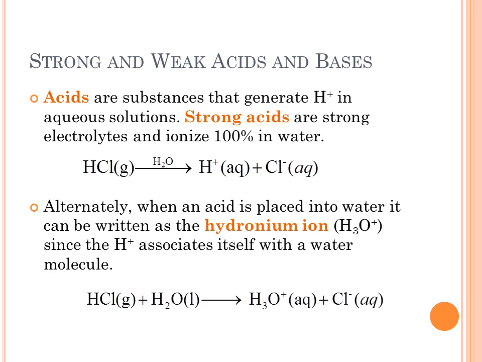So we could say alternately the HCl plus the water yields hydronium ion and chloride ion. So the difference between the top reaction and the bottom reaction is the addition of the equivalent of water to both sides. So the reaction is still balanced, but we just show that H plus is associated with water.